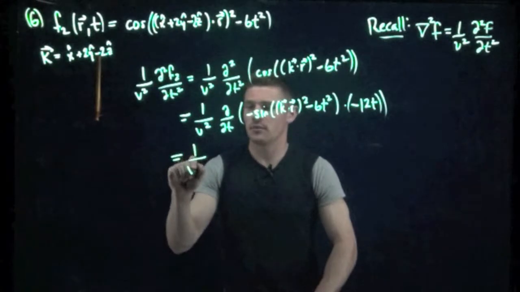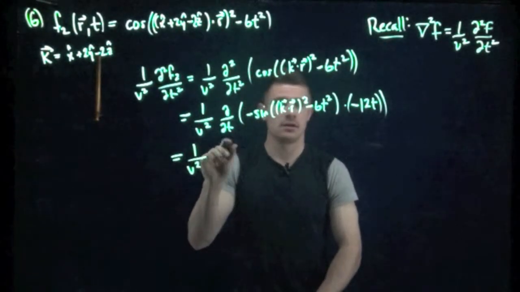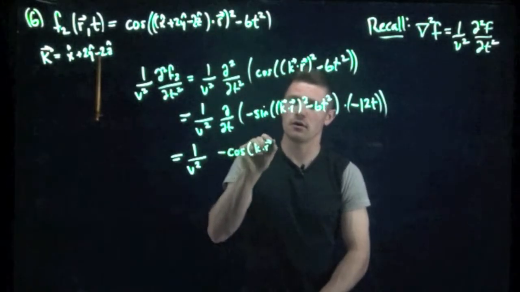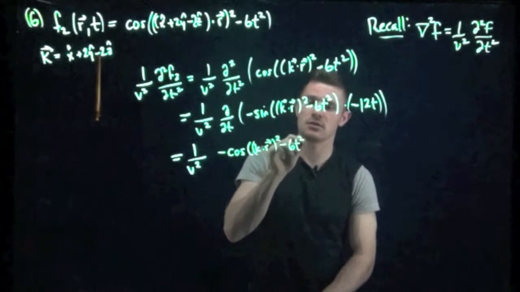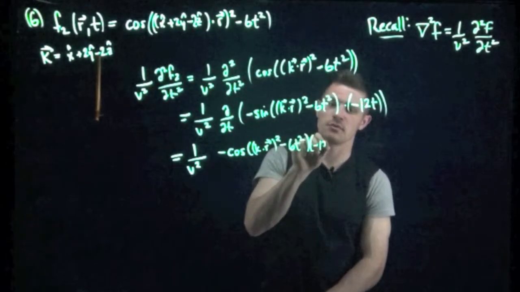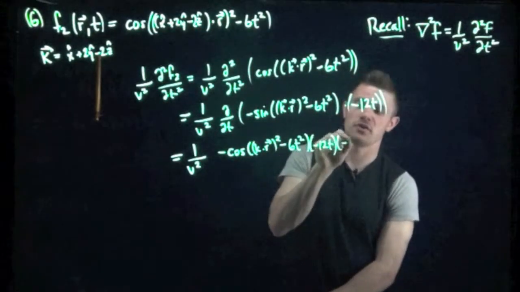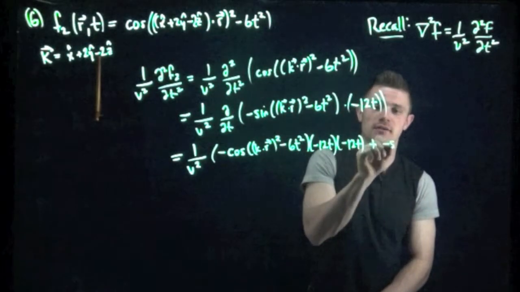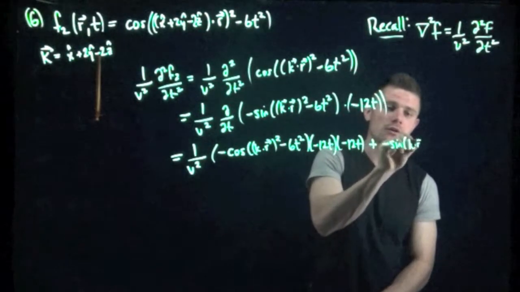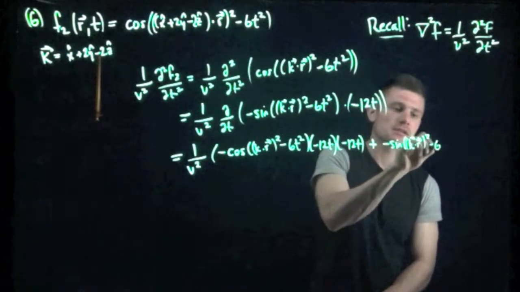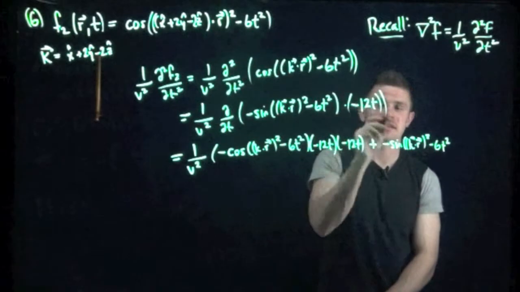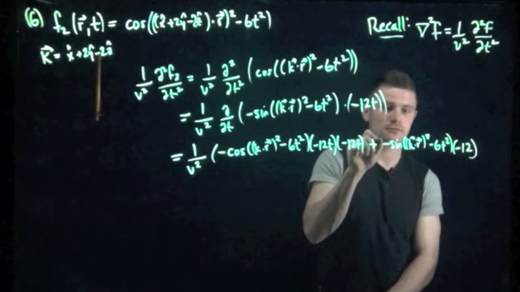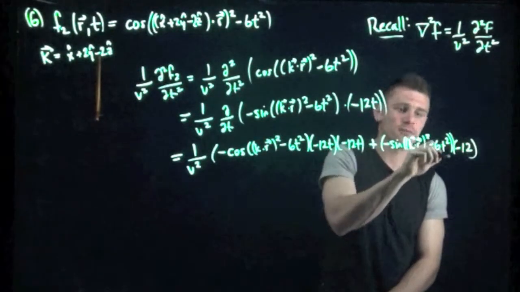So now when we take the second time derivative, we get, with respect to sine, a negative cosine of k dot r squared minus 6t squared, again multiplied by this inside term negative 12t, and this is all multiplied by the original negative 12t by the product rule, and then we add now a negative sine of k dot r squared minus 6t squared with the derivative of the inside with respect to t, which gives us a negative 12. And the last bracket will be there, and then one here.